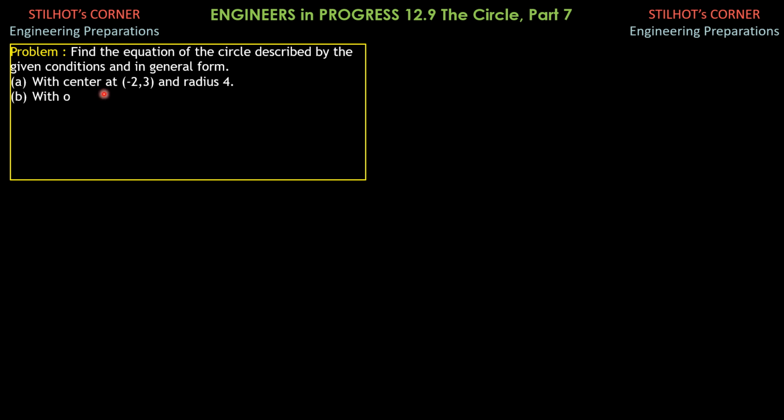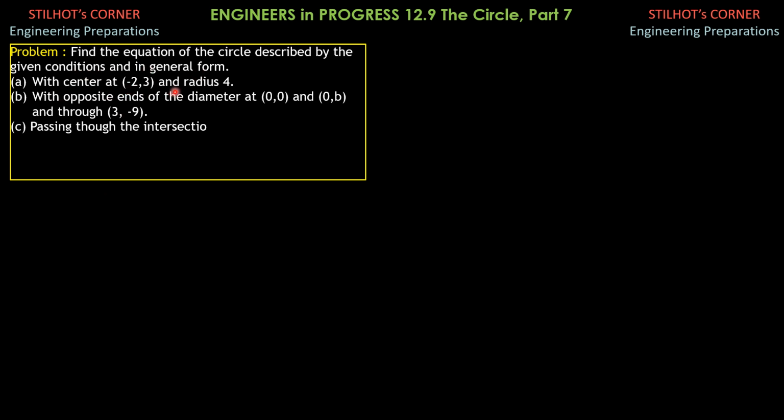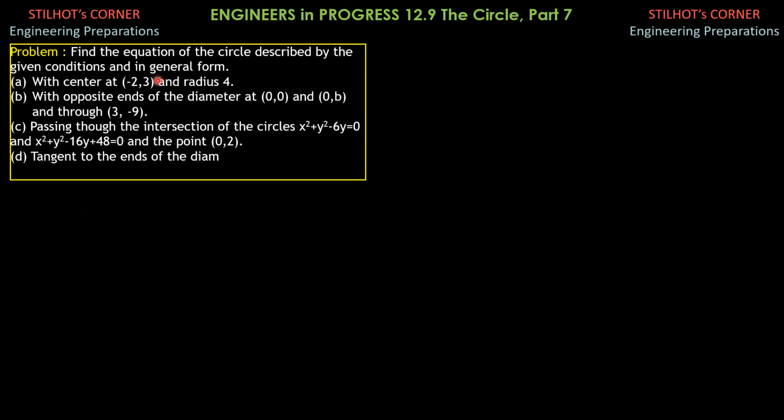Part A with center at -2, 3 and radius 4. So let's concentrate first on part A. So the center is already given, and the radius. The standard equation of a circle is quantity x minus h square plus quantity y minus k square equals radius square. So quantity x minus -2, so that would be x plus 2 square plus y minus 3 square equals 4 square. That's the standard form.